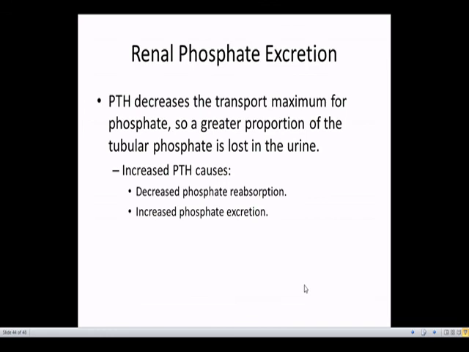Parathyroid hormone decreases the transport maximum for phosphate, so a greater proportion of the tubular phosphate is lost in the urine. Therefore, increased parathyroid hormone causes decreased phosphate reabsorption and increased phosphate excretion.